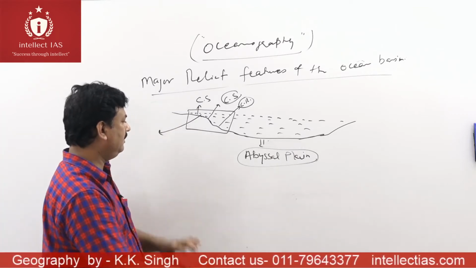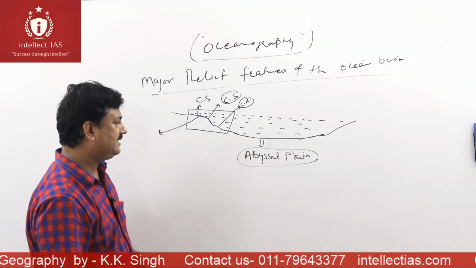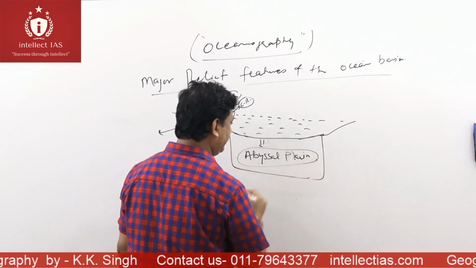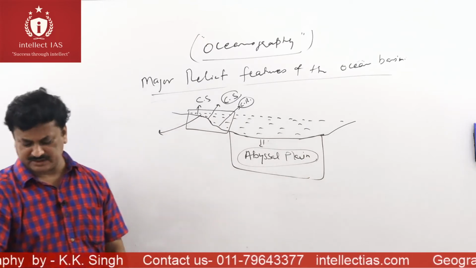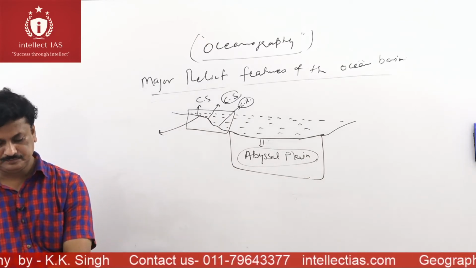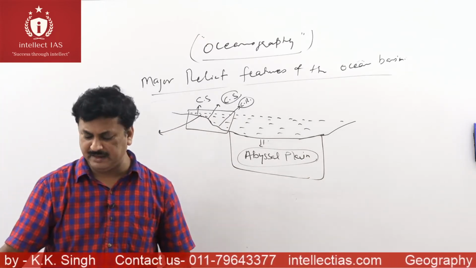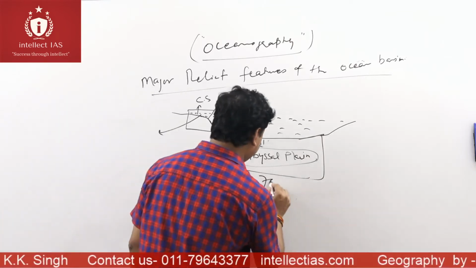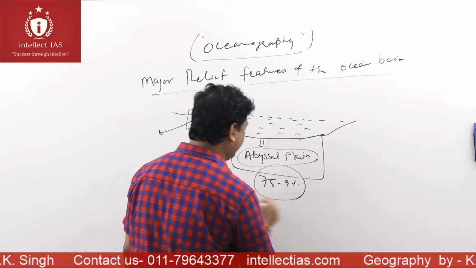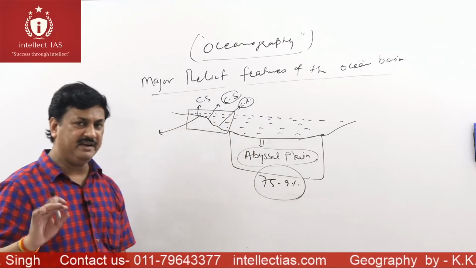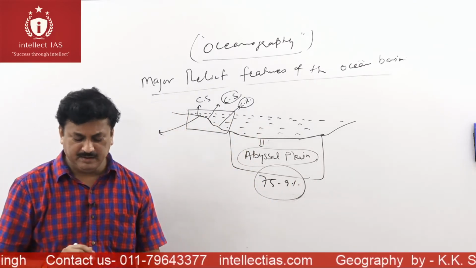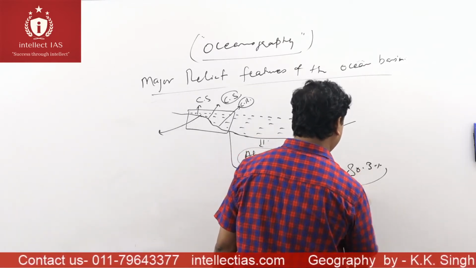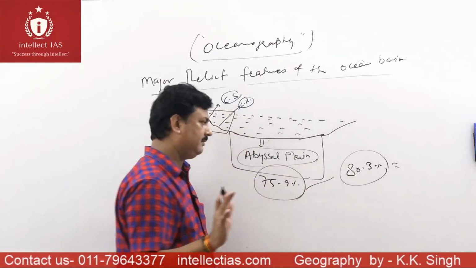Now the major part of the ocean is the abyssal plain, or deep sea plain. It occupies about 75.9% of the total oceanic area, but this differs in different oceans. For example, 80.3% of the Pacific Ocean is abyssal plain.